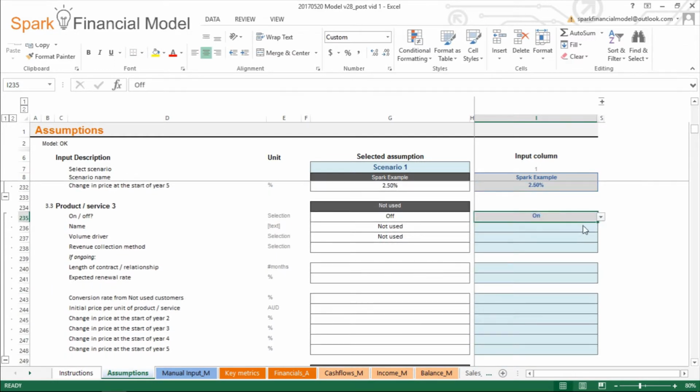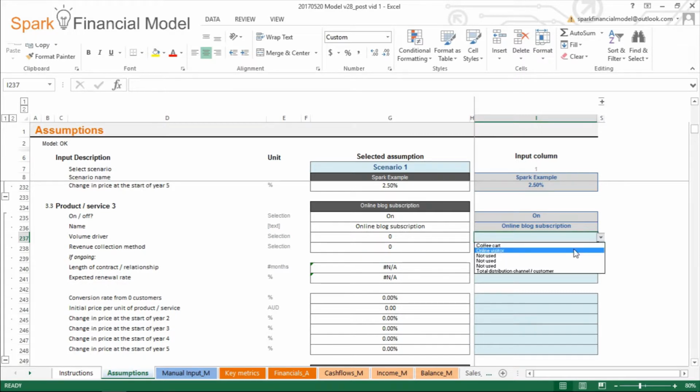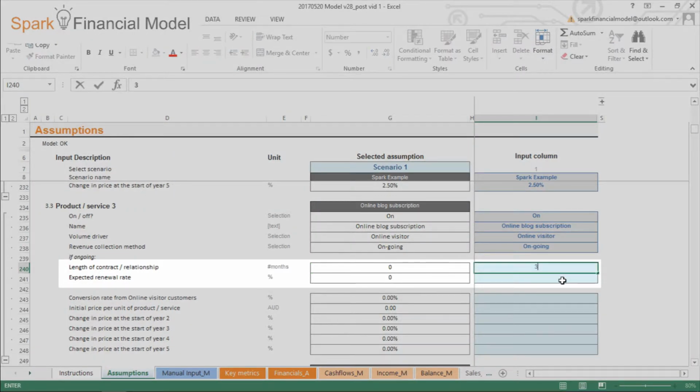Now let's try a recurring revenue product. Let's say the online coffee blog. Let's link this to the online visitors volume, and it is a recurring revenue. Now, these two cells we've been ignoring are important for recurring sales.